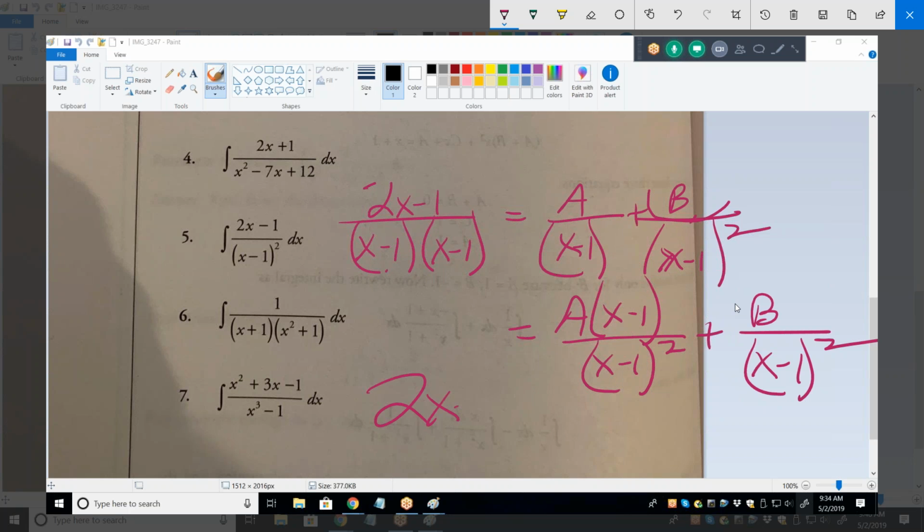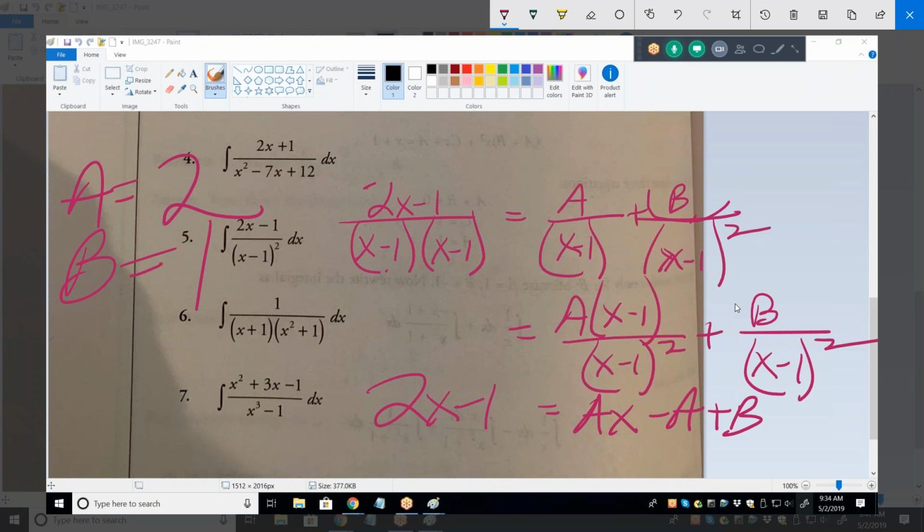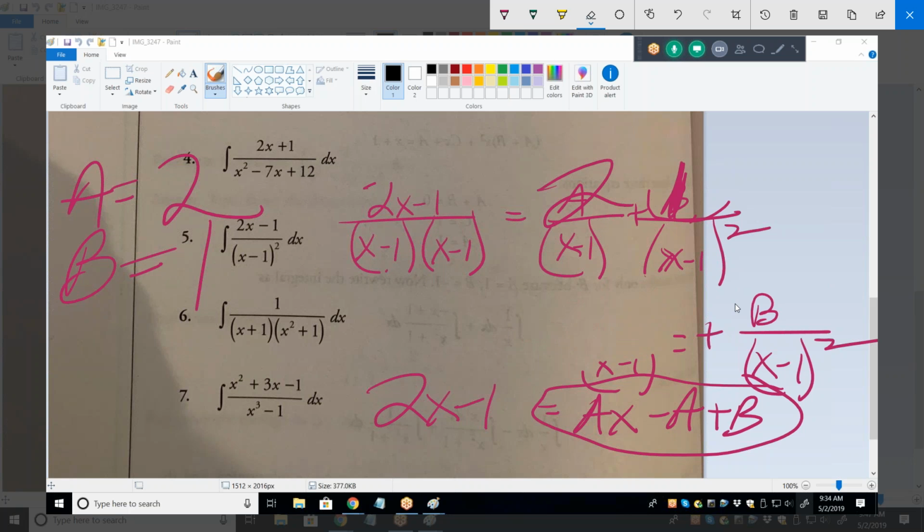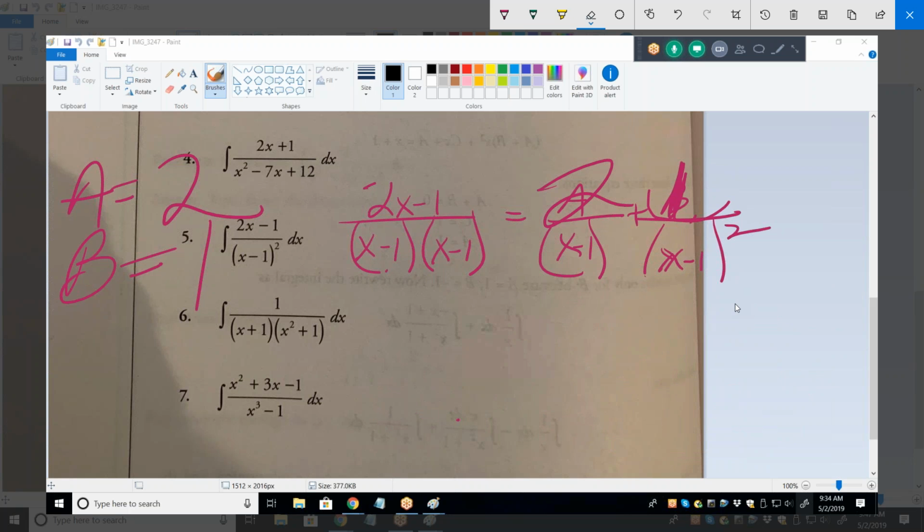So 2x minus 1 equals ax minus a plus b. Okay, that makes sense. So a would be 2. Right. And if a is 2, then b has to be 1. To make that 2x minus 1. Right. And therefore, that's a 2, and that's a 1. Yeah. This is a little different, and I just made a mistake in the algebra is all I did. Everything else is pretty much the same.